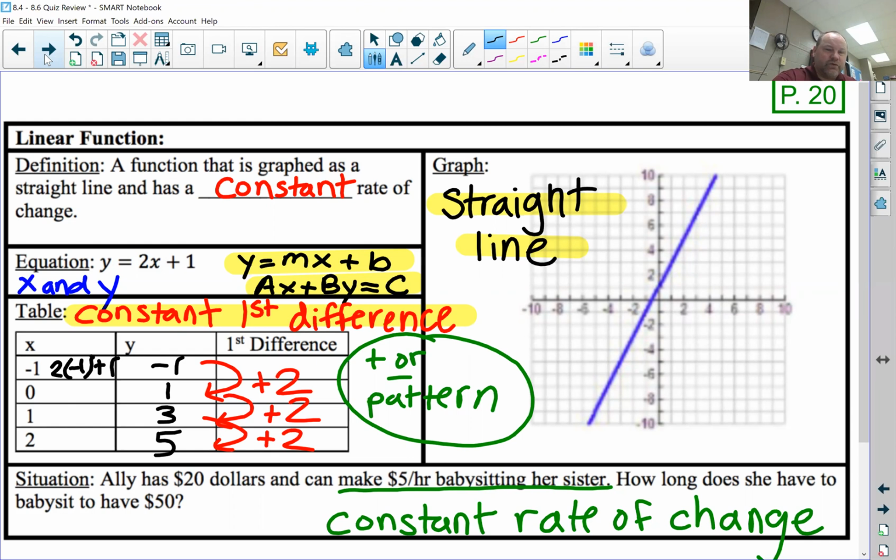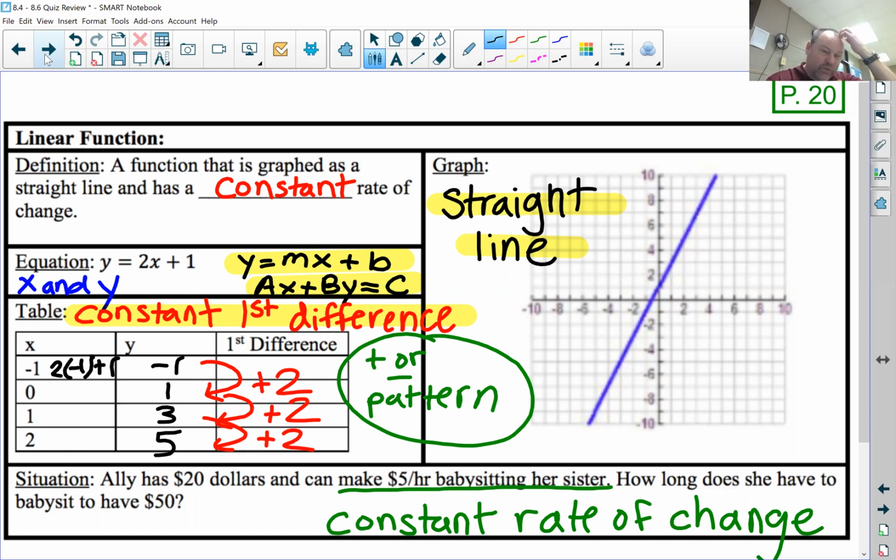Okay, so an example of an equation, y equals 2x plus 1, so it has both x and y to the first power. So y equals 2x plus 1, that's that slope-intercept form, y equals mx plus b. You could also have standard form, ax plus by equals c. So that's the way you can tell in the equation form.